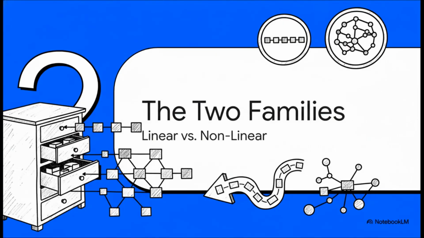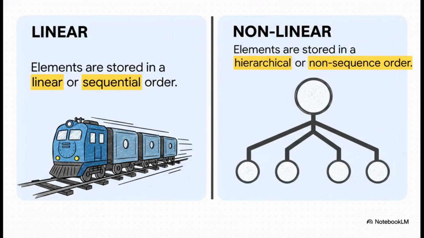Okay, so not all dressers are built the same, right? Data structures are usually split into two big families, and it all depends on how they arrange the information inside them. On one side, you have linear structures. This is pretty straightforward. Think of it like a train, where each car is connected to the one before it and the one after it in a straight line. Simple, sequential. On the other side, you've got nonlinear structures. This is more like a family tree. You've got branches and connections going off in all sorts of different directions.